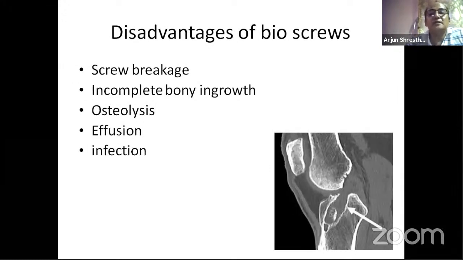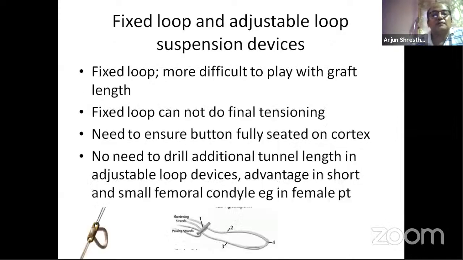But there are some disadvantages of the bioscrew also. Screw breakage can occur, because the company will say that it will not, that it will be strong enough, but sometimes screw breakage may occur inadvertently during the fixation or later during the rehab protocols. So it will loosen the fixation. Some of the bony ingrowth may be incomplete in some cases. And some allergic reaction may occur in some patients that may cause osteolysis, effusion, and sometimes infection. So in such cases, after knowing the history of such infection, we have to avoid the bioscrew in that patient.